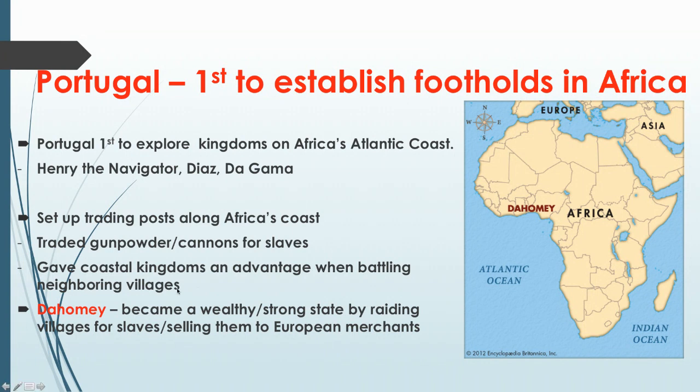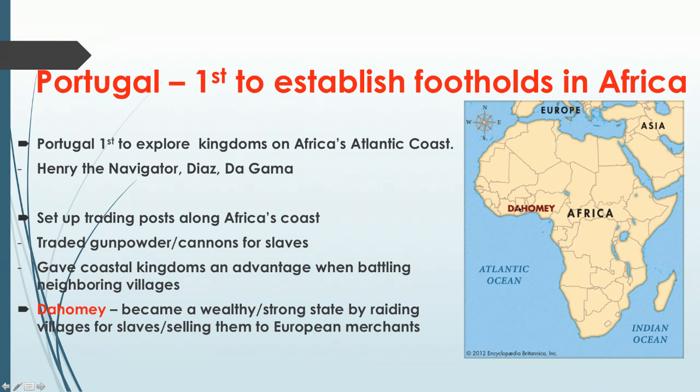Da Gama set up trading posts along Africa's coast. They brought with them manufactured goods like gunpowder and guns and cannons. They're going to trade these weapons to West African kingdoms. These coastal kingdoms are going to take these weapons and then trade slaves. And this becomes a very, very nasty snowball effect where the slave trading kingdoms become the most heavily armed kingdoms because they have all of these manufactured weapons like guns and cannons.